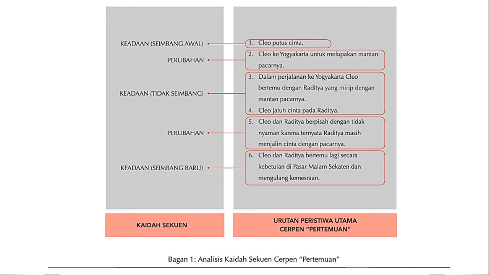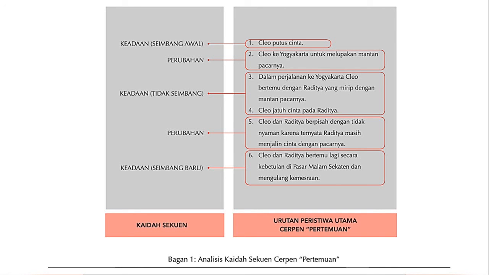The last stage is called equilibrium again. The main event is Cleo and Raditya meet again accidentally at the night festival market of Sekaten, and then they repeat the intimacy between them. This is the last stage, where the character solves the problem and reaches a new state of equilibrium. Well, so those are the analysis of the sequence rules, or kaidah sequence, of the short story Pertemuan, and the next explanation will be delivered by Denok.